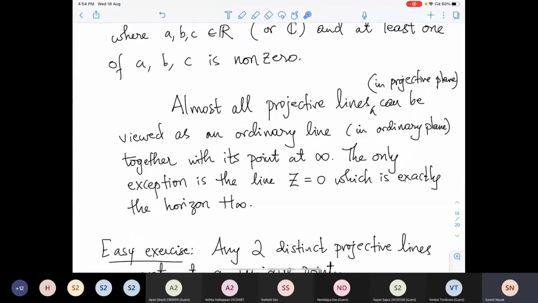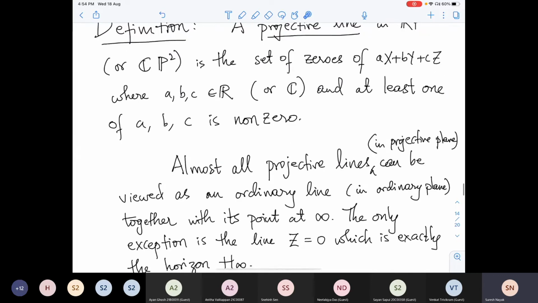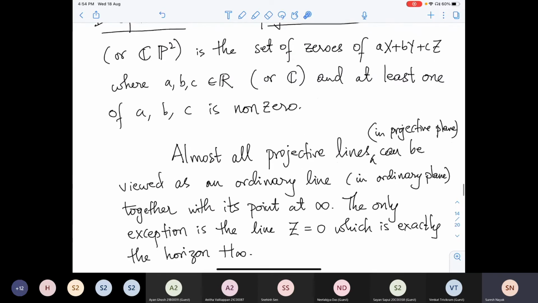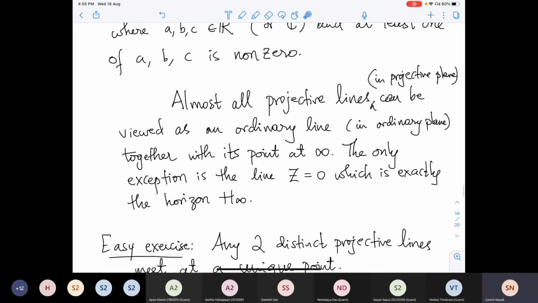So almost all projective lines in the projective plane can be viewed as an ordinary line in the ordinary plane together with its point at infinity. So every line has a point at infinity. If you put that together, you will get a projective line. This is not hard to see. It's a very easy exercise. And the only exception will be the line z equal to 0.